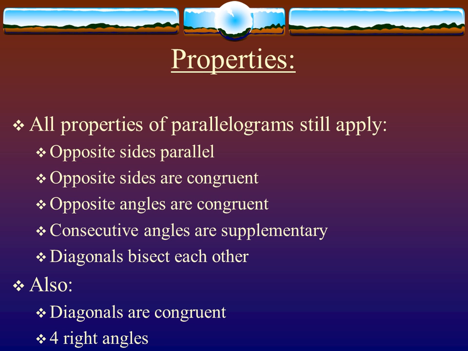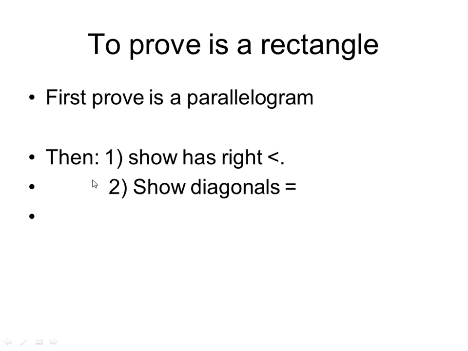And as we go farther down this list, what's going to happen with other shapes that are farther down? Are they going to have this many properties? No, they're going to have more, right? And it's just going to keep adding on. All right, way to prove that something is a rectangle.